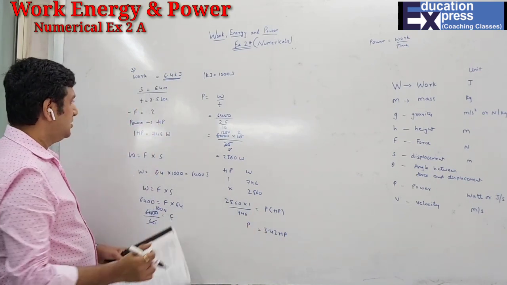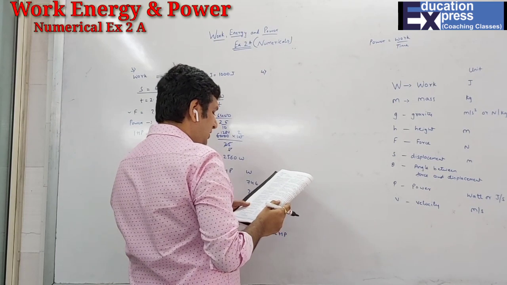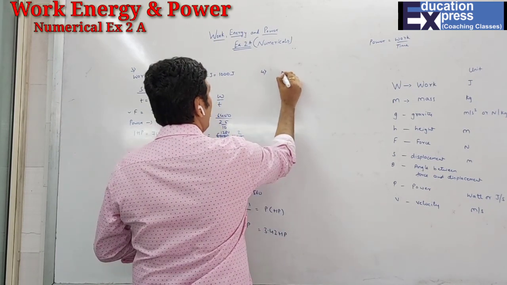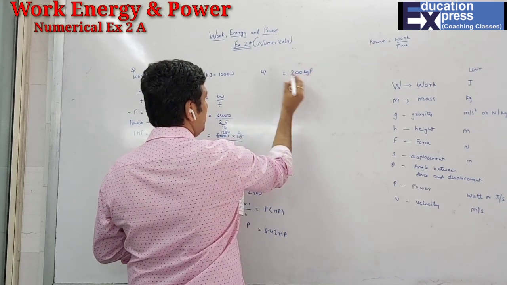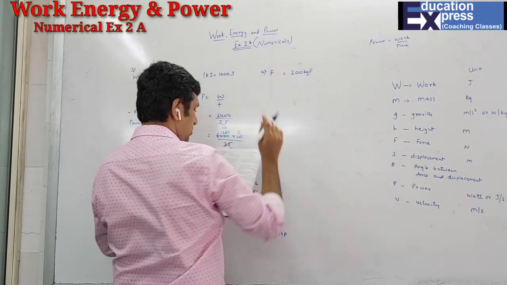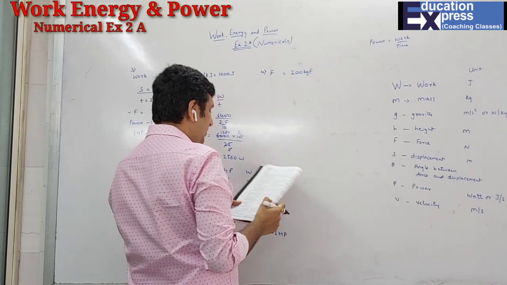Now the next question is 4. A weightlifter lifted a load of 200 kgf. So obviously students, whenever the word kgf is there, it's always force due to gravity. To a height of 2.5 meters in 5 seconds.